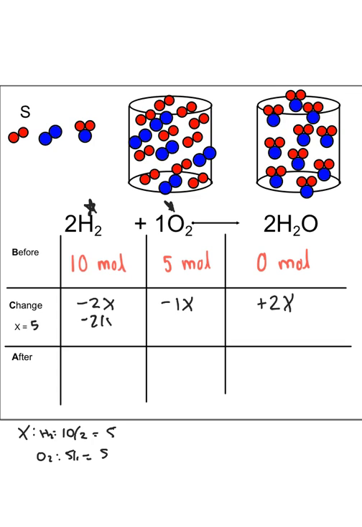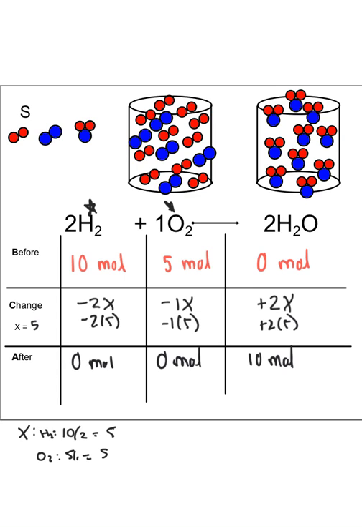X equals 5. Minus 2 times 5, minus 1 times 5, plus 2 times 5. So 10 minus 10 is 0. 5 minus 5 is 0. 0 plus 10 is 10. So we made 10 waters, and there's no excess left over. This is the dream, people. This is the situation where hot dogs and buns run out at the same time. I have no leftovers, right?